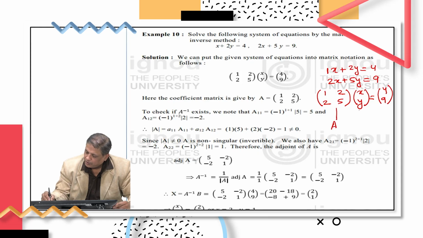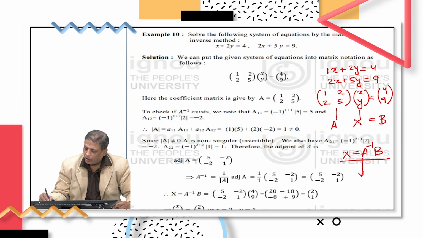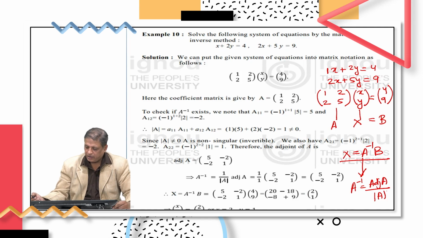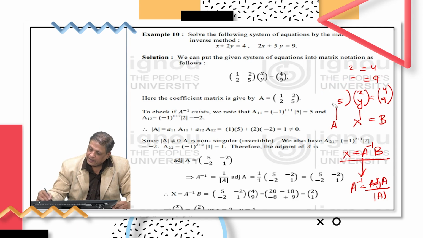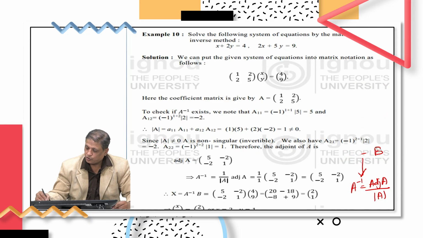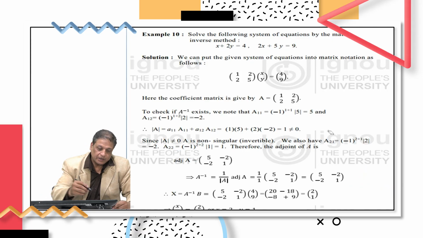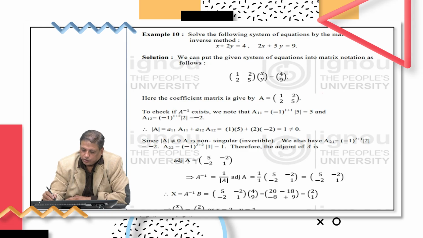So this is A, this is x, this is B. So we need to calculate x because x is a solution, where it will be equal to A inverse of B. So that means we need to calculate A inverse, and in order to calculate A inverse, we need to calculate adjoint of A, and it is to be divided by the determinant of A. So applying all these concepts, what is cofactor matrix, what is adjoint of A, which is the transpose of the cofactor matrix, and how to calculate the determinant, then we will come up to a solution.